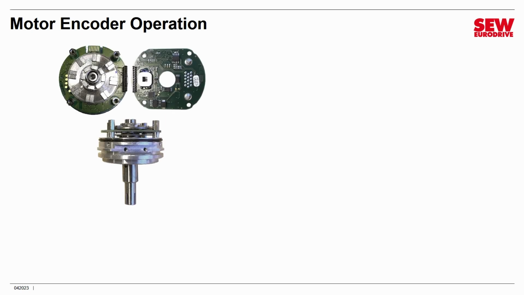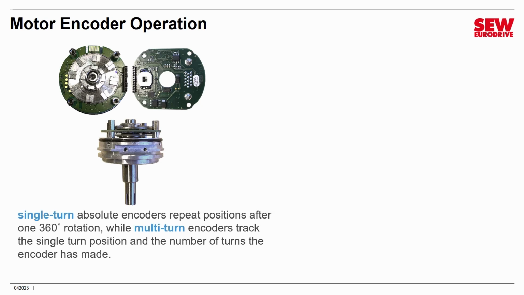The second kind of encoder is called the absolute encoder. It's much more expensive, and you can see it's much more complex. This is one I took apart and took some pictures of. Absolute encoders are very useful for positioning because they give an actual position for every rotary position of their shaft.